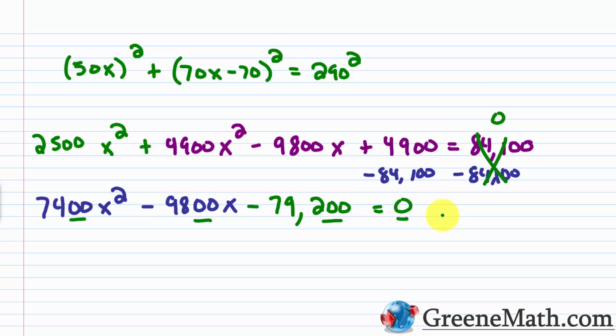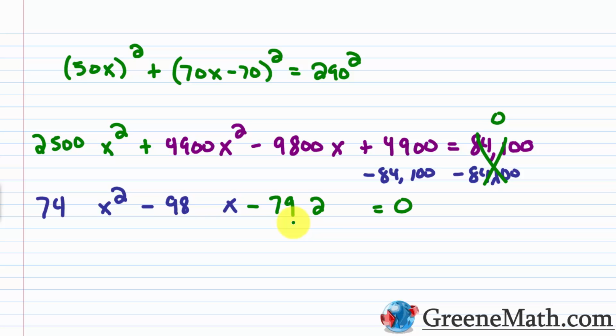So if I divided every part of this equation by 100, on the right, 0 divided by 100 is still 0, so that's fine. Basically, I would just knock 2 zeros off from everything, right? So that makes it a lot simpler. You have 74x squared minus 98x minus, and this comma would disappear, 792, and this equals 0, okay? Perfectly mathematically legal to do that.